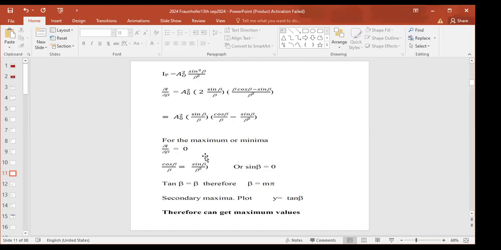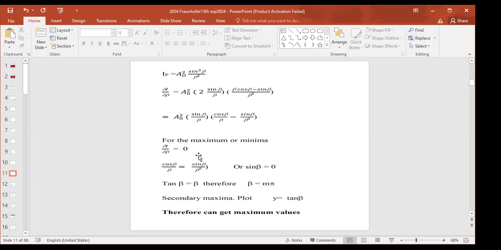Now again, we can see the maximum or minimum from this intensity equation. So the first derivative must go to zero. Those are the places where we have maxima or minima. You can identify whether it is a maxima or minima by taking the differentiation again. But here, we can use this equation to see whether we have maximum or minimum places. So delta I by delta beta should go to zero for either maxima or minima.